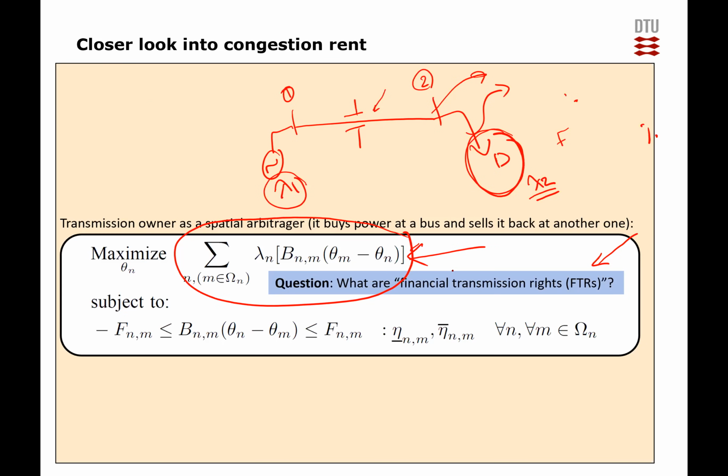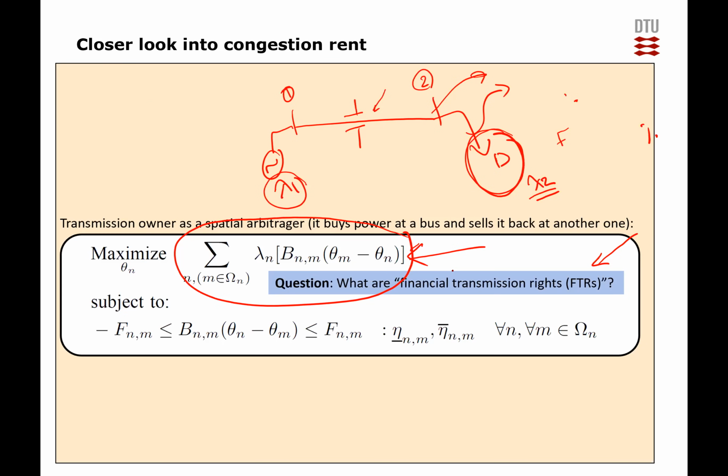So at the beginning of the year, the transmission system owner sells FTRs. Then the FTR holders gain the congestion rents that we calculate over the year.